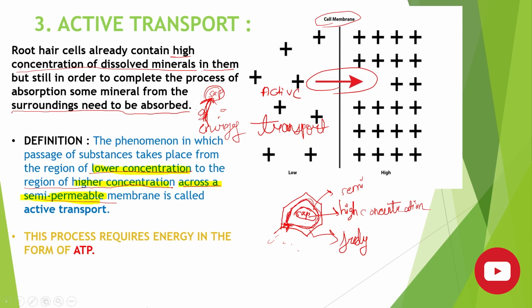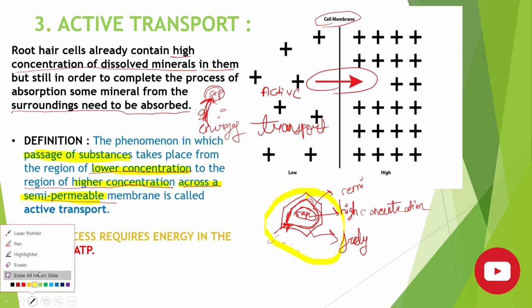Therefore, in the definition, it is mentioned that active transport is a process in which passage of substances takes place from a lower concentration to a higher concentration across a semi-permeable membrane. The surroundings already have lower concentration, but the inside has higher concentration. And in this process, substances are passing from lower concentration to higher concentration. That is, it is completely opposite of diffusion. That is why it is known as active transport. That is why it requires energy. This process requires energy, which is provided in the form of ATP.